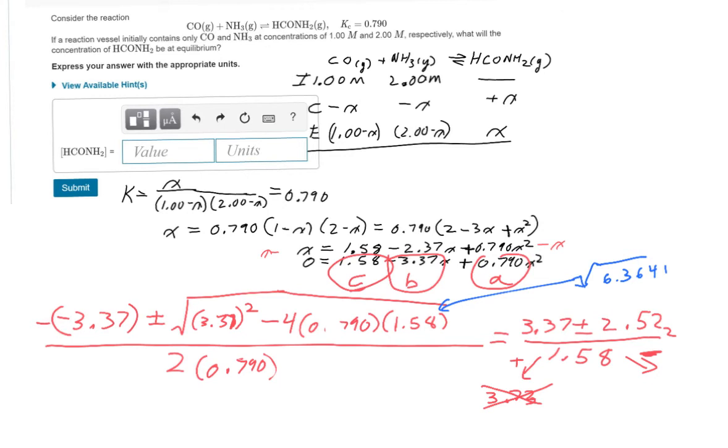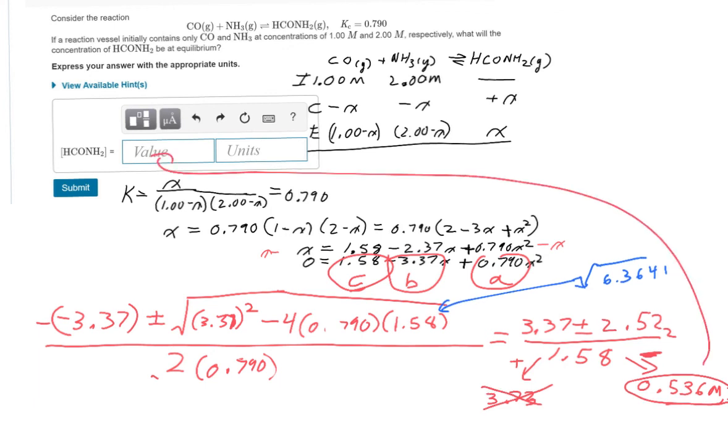3.37 minus 2.522, divided by 1.58. That gives me a number that is less than 1, so I know it's not going to give me some negative matter when I subtract x. And that gives me 0.536 molar. So that would be my concentration of the unknown that they're looking for. And that's it.